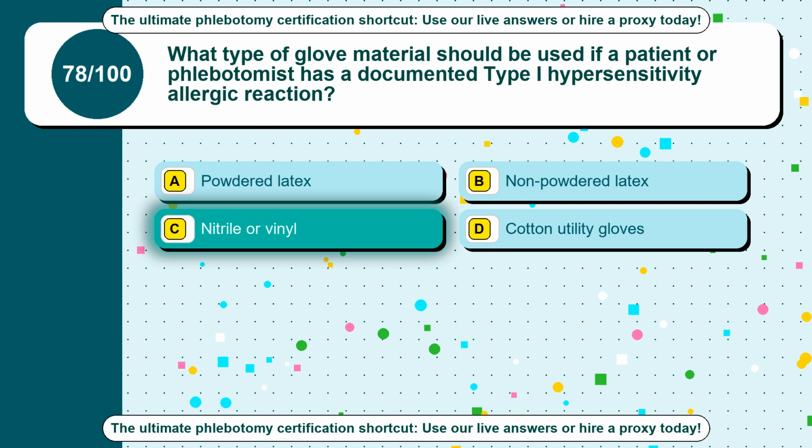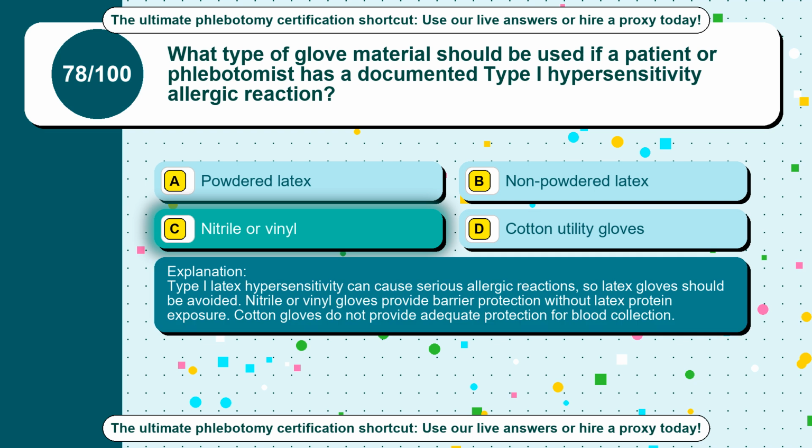Nitrile or vinyl. Type I latex hypersensitivity can cause serious allergic reactions, so latex gloves should be avoided. Nitrile or vinyl gloves provide barrier protection without latex protein exposure. Cotton gloves do not provide adequate protection for blood collection.